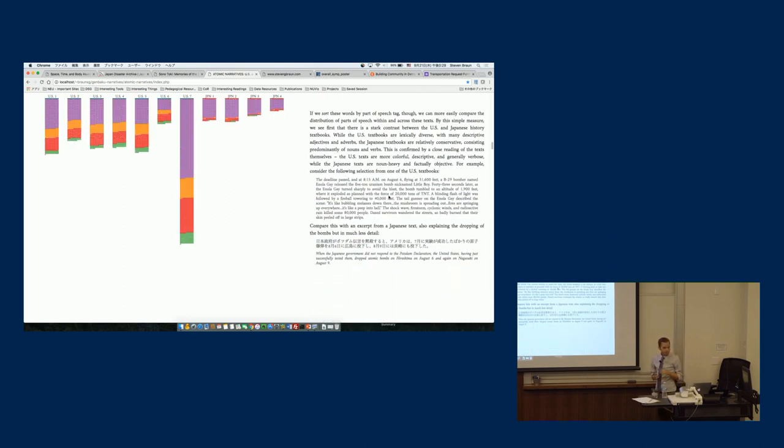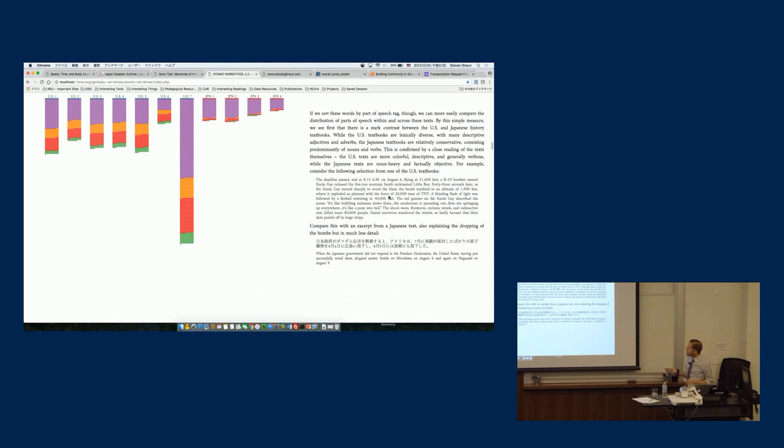If we sort these part of speech tags, we can see this distribution a little bit more clearly. So again, purple represents nouns. And we see that these Japanese texts are very noun heavy, whereas with the US history textbooks, we see a greater proportion of adjectives, adverbs, things like that. So here is an excerpt from a US history textbook and from a Japanese textbook from this particular data set. And if you can read it, it says, the deadline passed on the 8:15 on August 6th, flying at 31,600 feet. A B-29 bomber named Enola Gay released the 5-ton uranium bomb nicknamed Little Boy. Goes on to describe a few other things about this particular incident. Talks about specific numbers. So this particular text is very number heavy, very descriptive and very specific in terms of numerical facts.